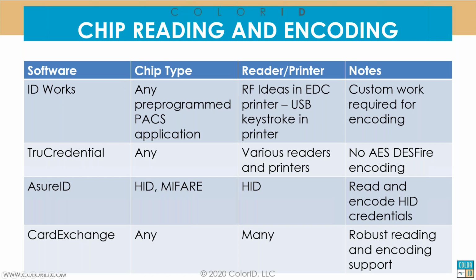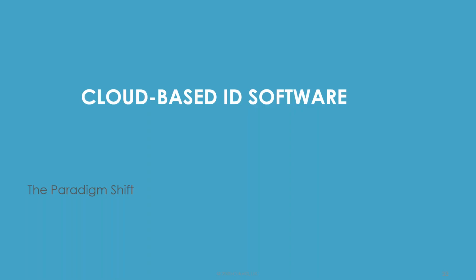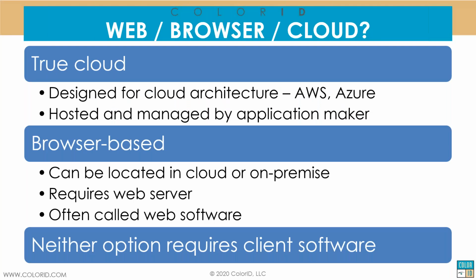Moving along. So let's talk about cloud-based ID software. It is a paradigm shift because it gets off of the desktop and into the cloud. There are two different ways that we talk about this stuff. One is the true cloud, where the software is actually designed to sit in a cloud service, which would be AWS, Amazon Web Services, or Microsoft Azure, because they provide tools and processes unique to each of those services that make your cloud product and service enhanced.